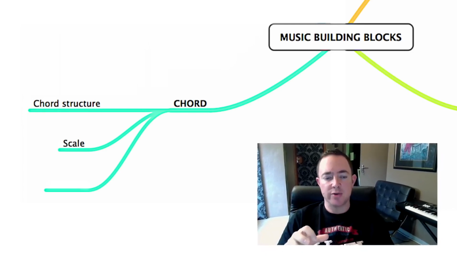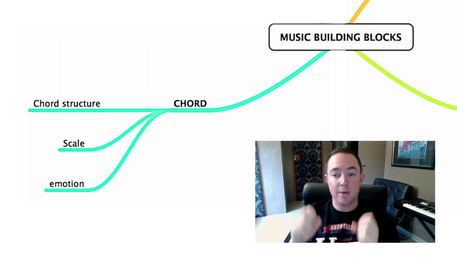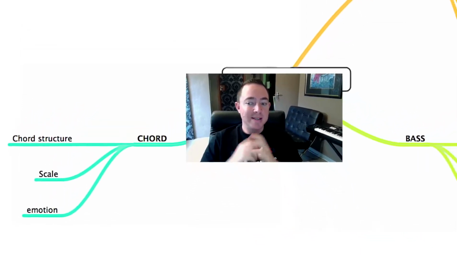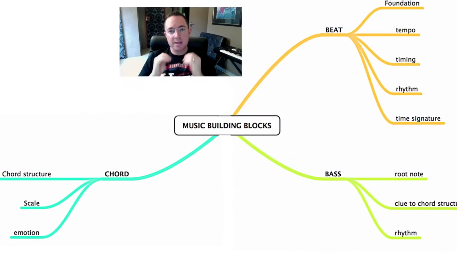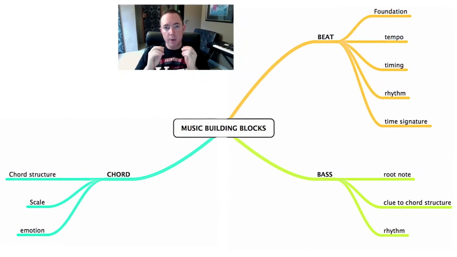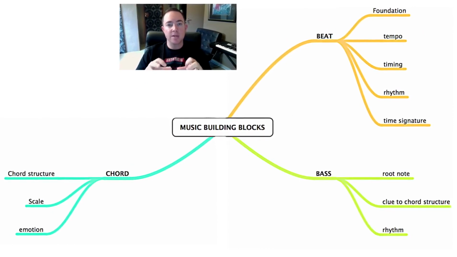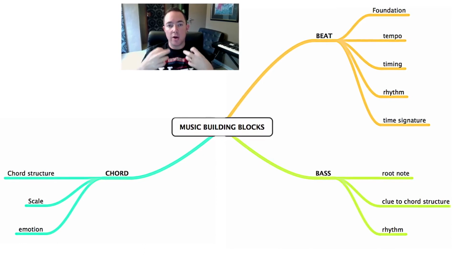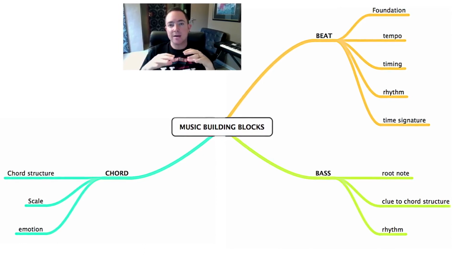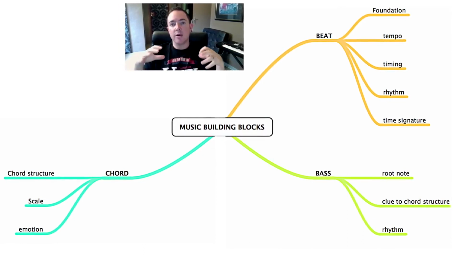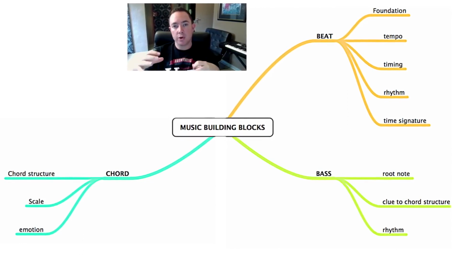The next function of the chordal element would be emotion. Now, there is some emotion coming from the beat, there's some emotion coming from the bass, but most of the emotion starts to come in at this point from the chords. The chordal element of a song brings in a lot of feeling. It sets the mood, you could say, the feeling of the song. It's coming from the chord.